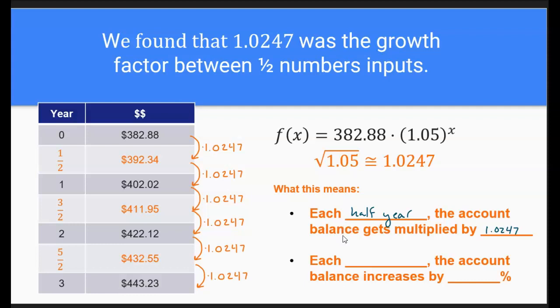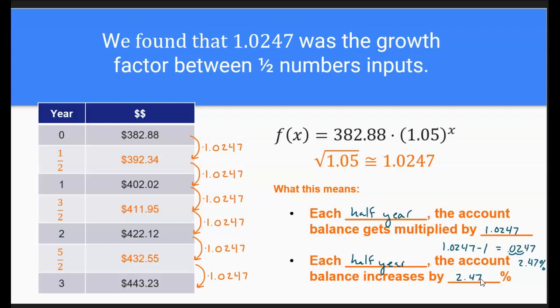So each half year, the account balance gets multiplied by 1.0247. And that is the same thing as saying each half year, the account balance increases by what percent? So what percent is equivalent to this multiplication factor? So we do the same thing we did before. We do 1.0247 minus 1. We get 0.0247. We're going to move the decimal point 2 places and call that our percentage, 2.47%.